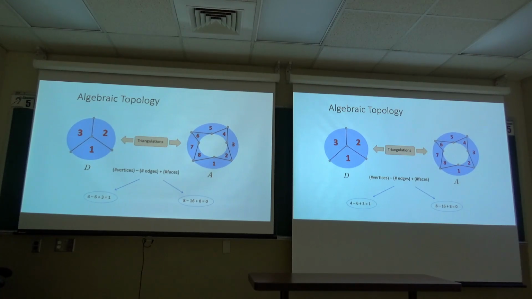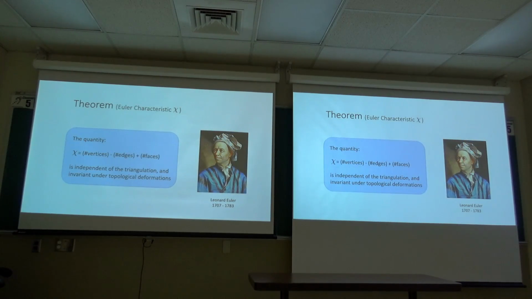Why is that important? There's this beautiful theorem due to Leonard Euler, back in the day. It says the following. If you start with a surface and you triangulate it, then the quantity number of vertices minus number of edges plus number of faces, that is called the Euler characteristic, that number is independent of the way you triangulated your space, right? If you chose another triangulation with perhaps more vertices or more edges, you would get the same number.